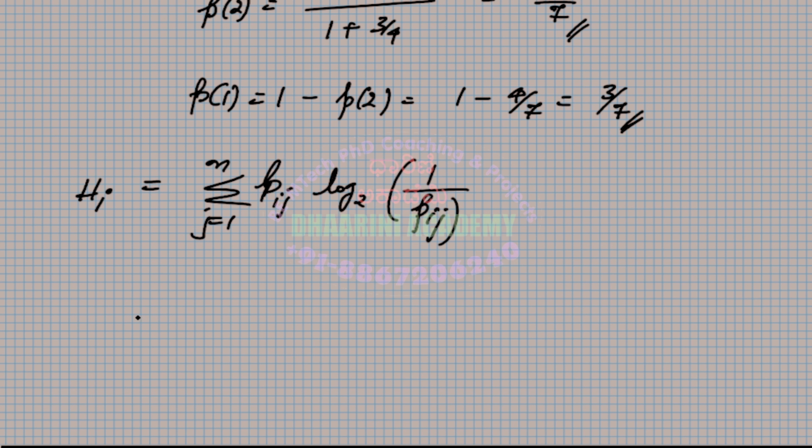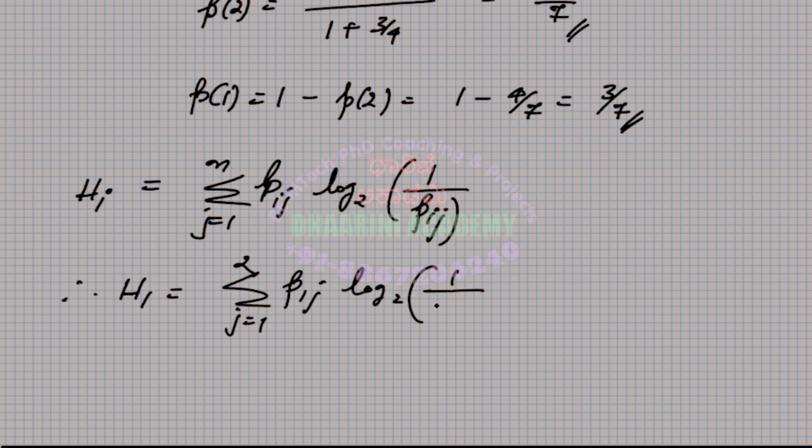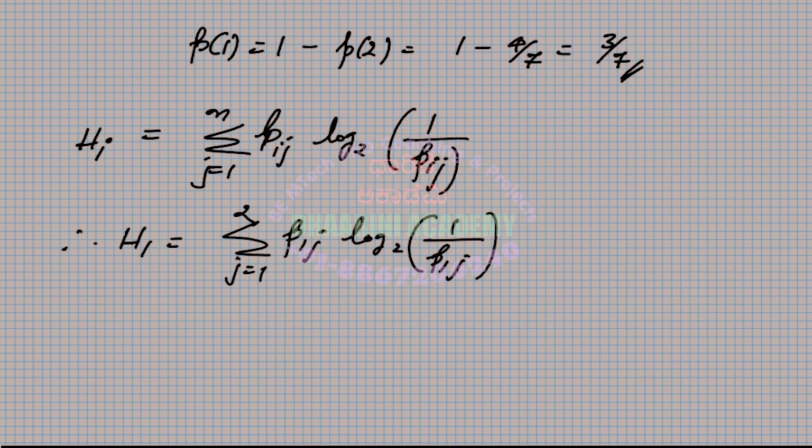This is what I am supposed to calculate. Therefore, calculate one by one. So first state H1 is equal to, right? So I have connections between the states like this. So I can write, say, J is equal to 1 to 2, P1J log to the base 2 of 1 divided by P1J. So you can see the I value is fixed to 1 here, because I'm calculating the entropy of the first state, right? So that means I'll expand now.